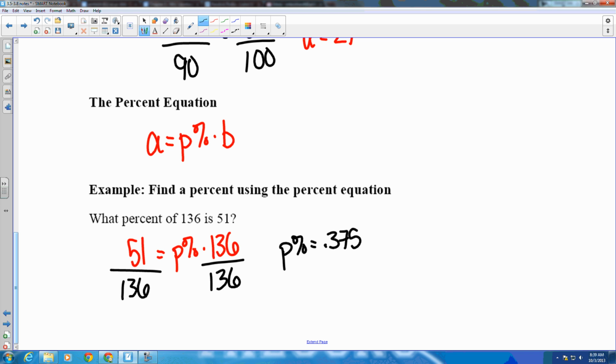And you have to write your answer as a percent. You cannot leave it as a decimal. To change that into a percent, you have to move the decimal place over 2 places. So this is 37.5%.